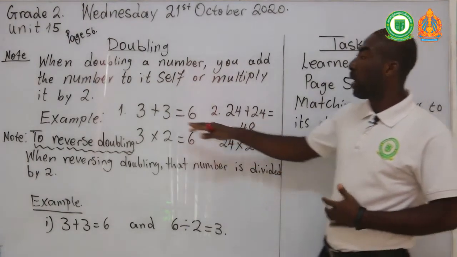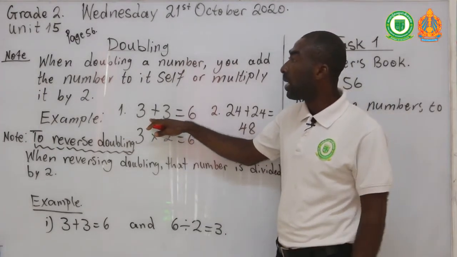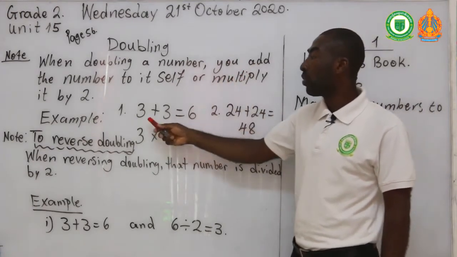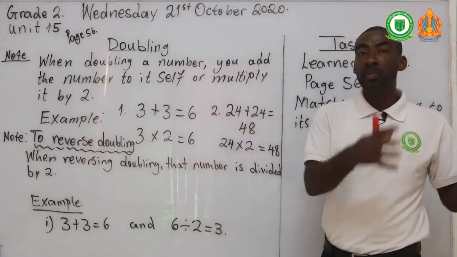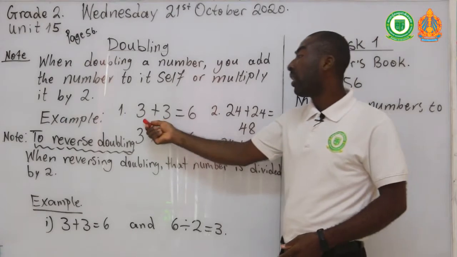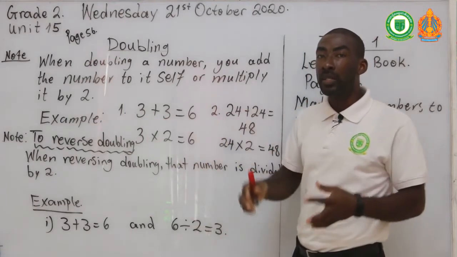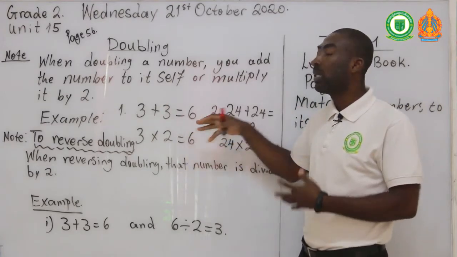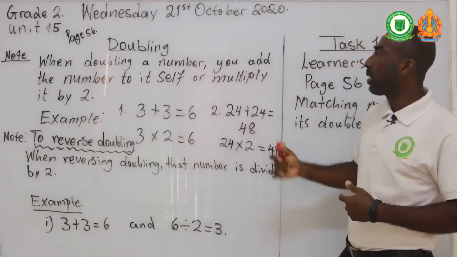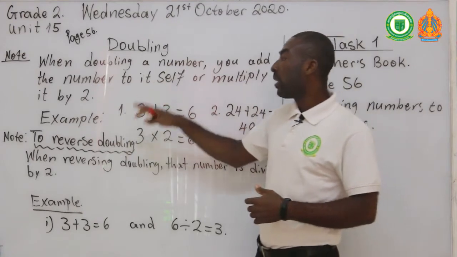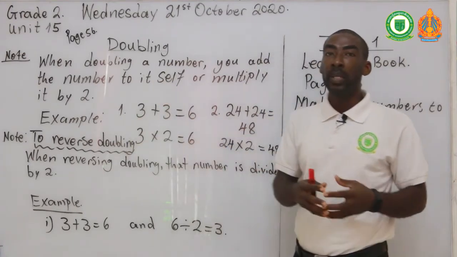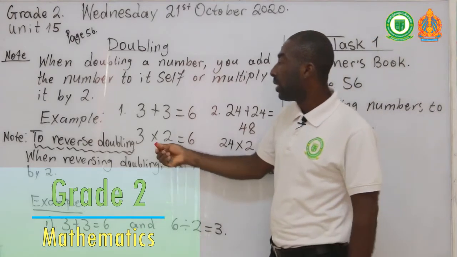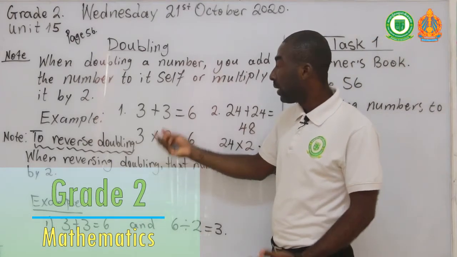So the first part of this example means that we are adding the number to itself. To itself means the same number. So you have 3 here and you add another 3. So you add the number to itself. You get 6. The second part of how you can double is also multiplying the number that you want to double by 2. So this is the illustration or the example.